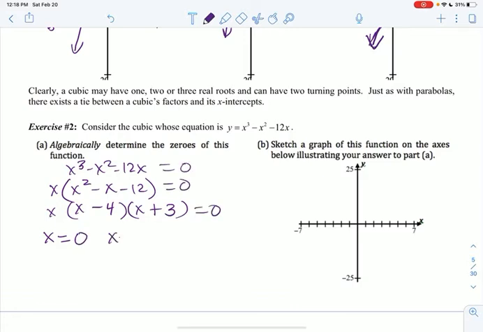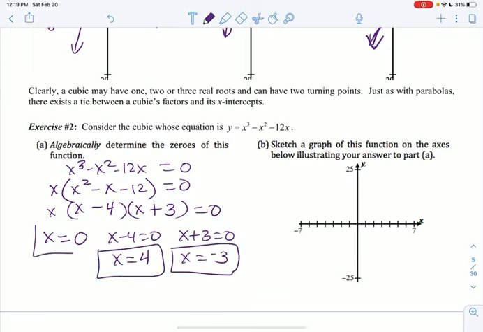X equals 0, x minus 4 equals 0, and x plus 3 equals 0. So you can see that my answers, my roots, are 0, +4, and -3. So the roots and the factors have the opposite sign. Okay, now I know what my roots, my solutions, are. So I got 0, I got -3 over here, and I have +4.